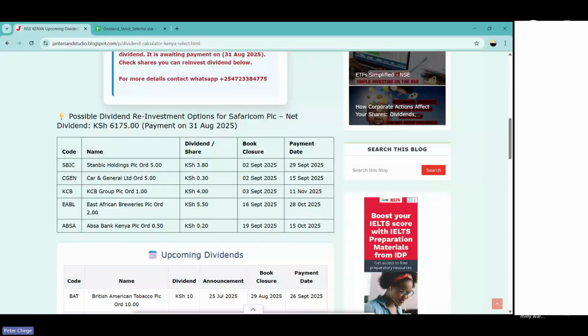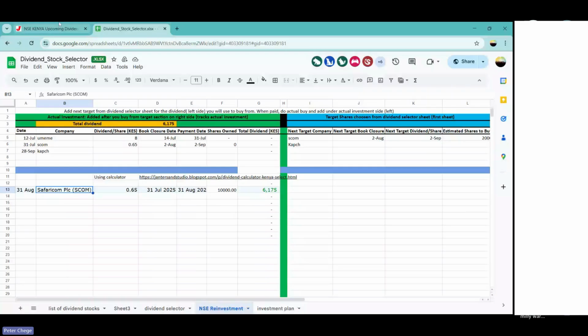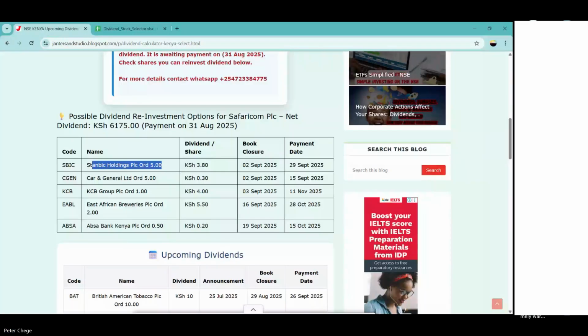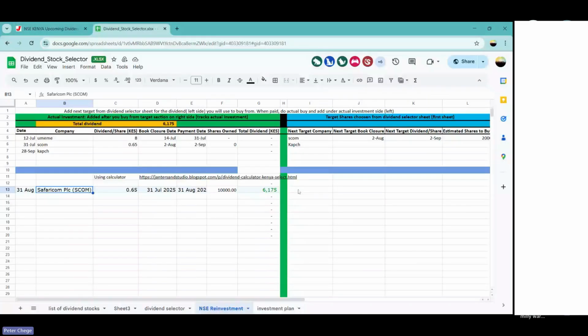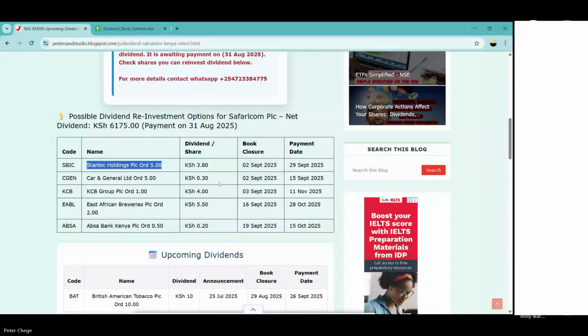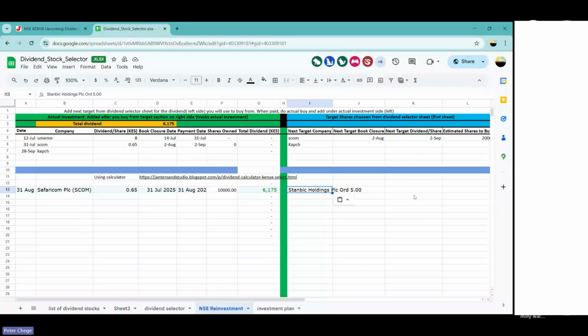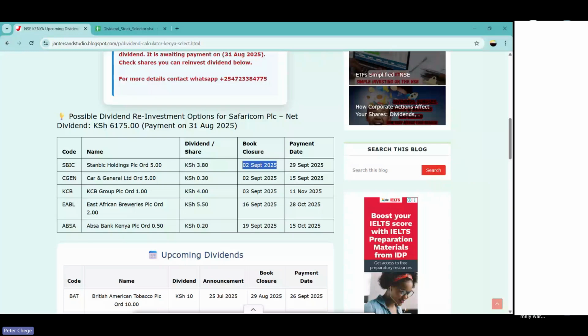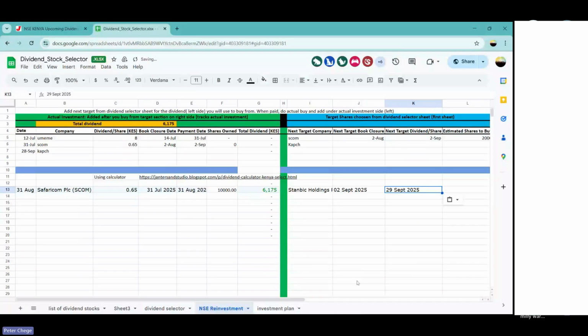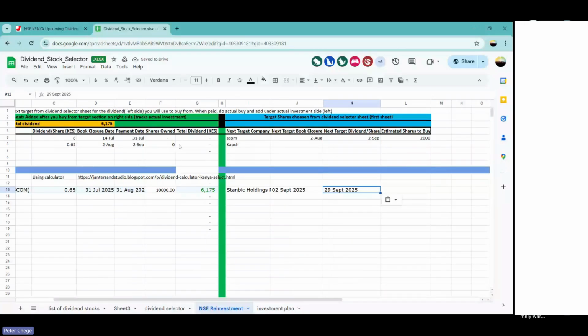Again, you just copy. It requires what? Next target company. You can pick Stanbic. Feed it in on the left side. Then book closure is when, again, it is in the calculator. Feed it in. It's the target payment day. Again, you have the payment day. You're not calculating anything here. You're just copy pasting. Let me scroll a bit. Then estimated number of shares.